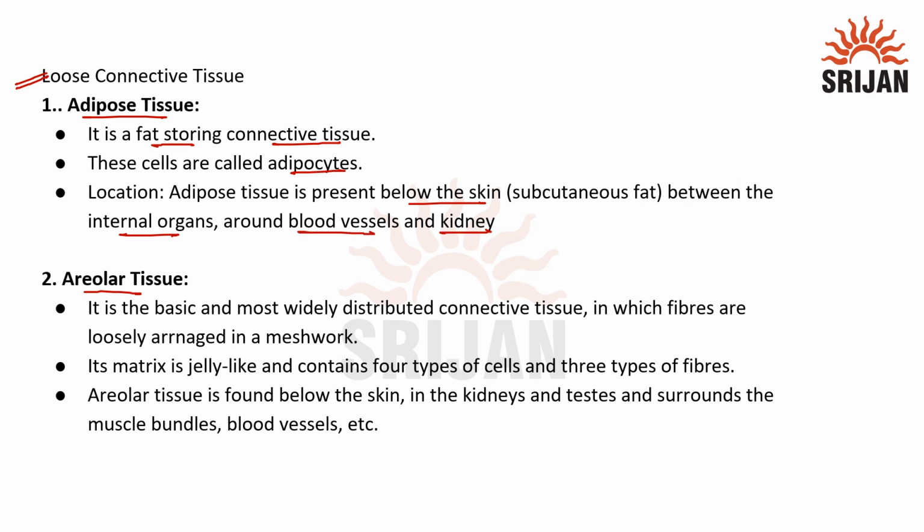The next one is areolar connective tissue, and this is the basic tissue which is most widely distributed connective tissue, and in this you will find fibers are very loosely arranged and they are making a meshwork. The matrix that is present is jelly like and it will contain four types of cell, and it will also have three types of fibers in it. This areolar connective tissue is found below the skin, in the kidneys and testes, and it is going to surround the muscle bundles and also the blood vessels.